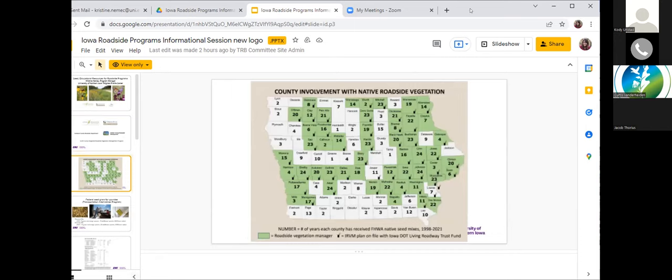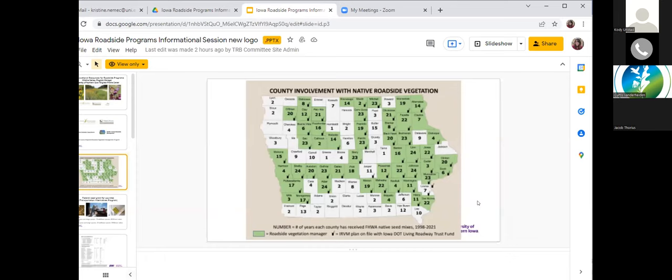I like to start out by showing a map of Iowa, showing how involved different counties are as far as their roadside programs. All the counties in green have a roadside vegetation manager. They have someone on staff whose job is to use those ecological techniques: reduced mowing, reduced herbicide use or targeted herbicide use, planting natives in the roadside.